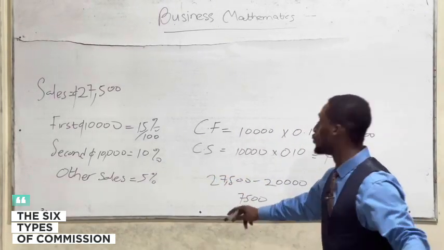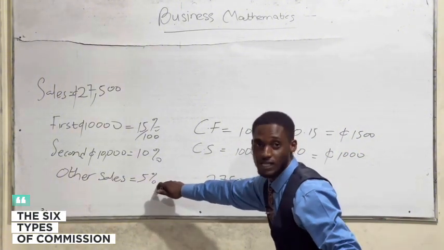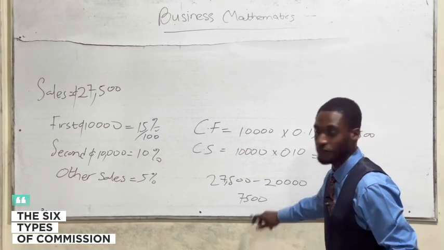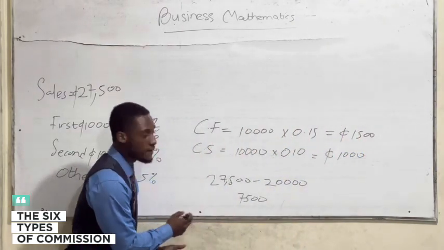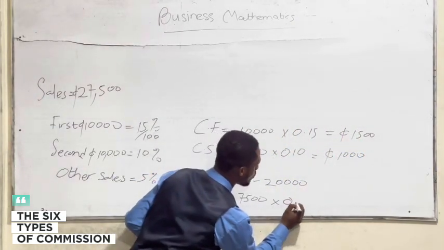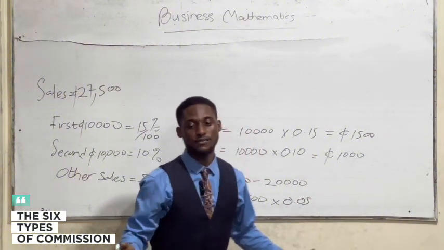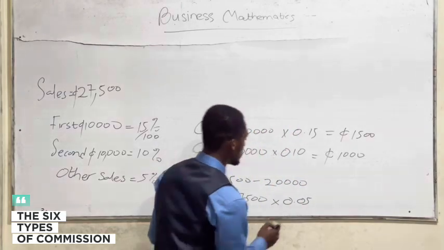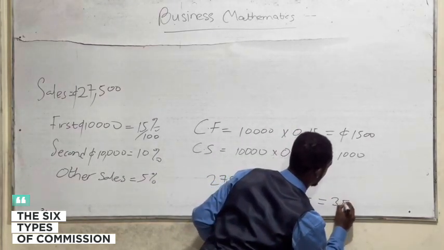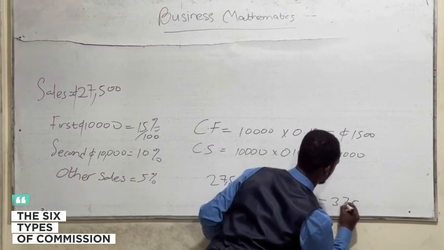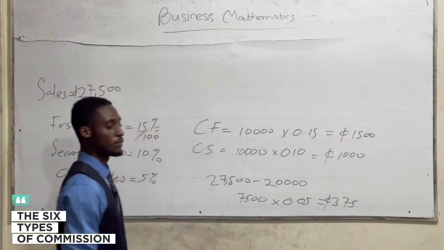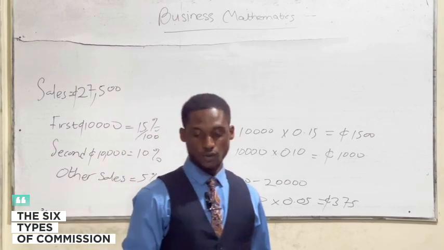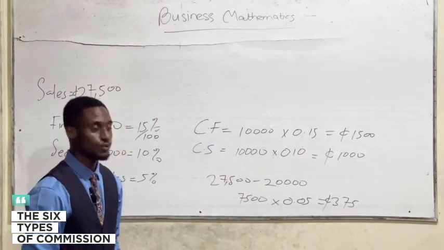So what then do? We multiply the percentage for other sales to the original sales, which is 7,500. So the 7,500 gotten here, you multiply it by 0.05 and you get 375 cedis.